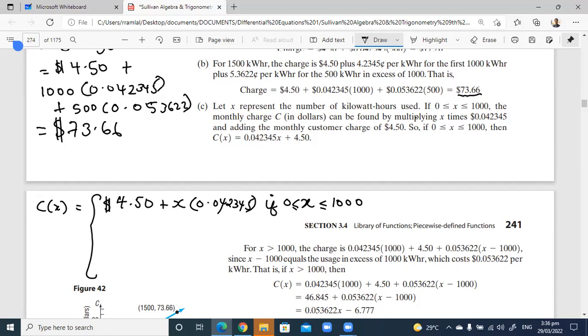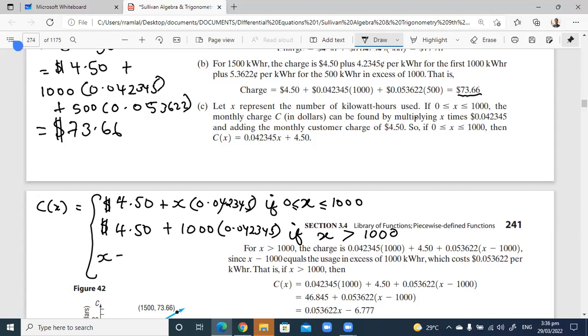If no questions, let's move to the second piece. So how are you going to pay for the second piece now? What's the second piece? That's if you burn more than 1,000 kilowatt hours. How will you pay this bill if you burn more than 1,000? Again, you have to pay $4.50 plus you have to pay for the first 1,000 at the lower rate, 0.042345.